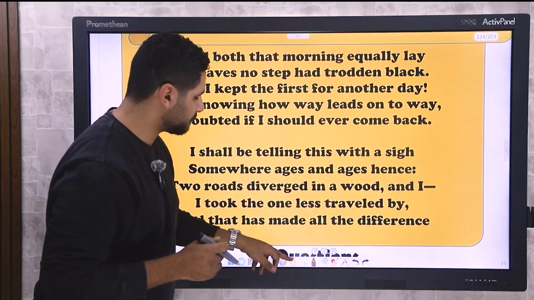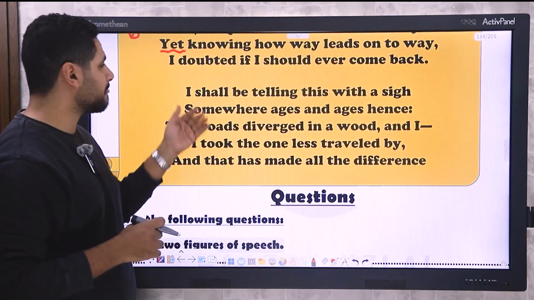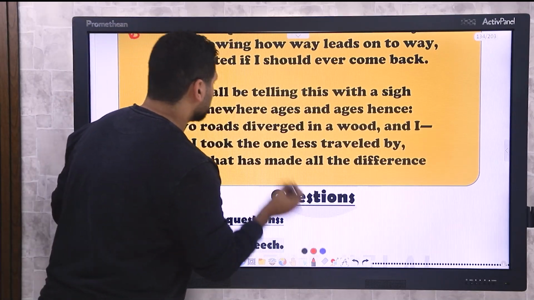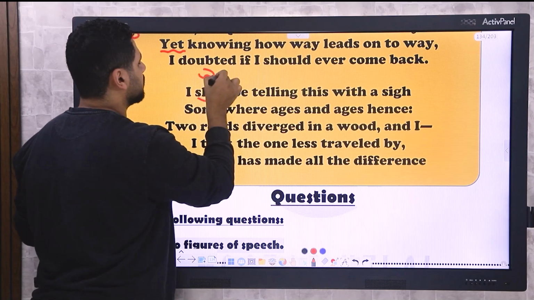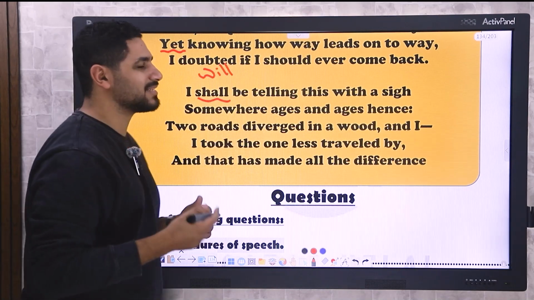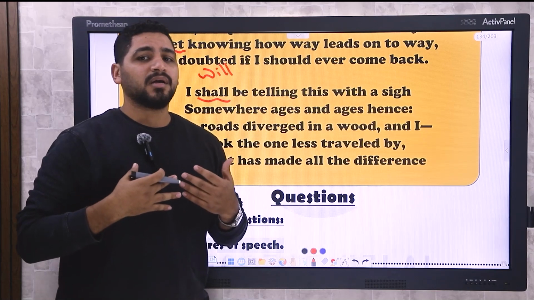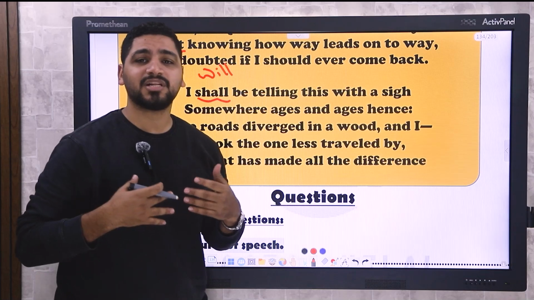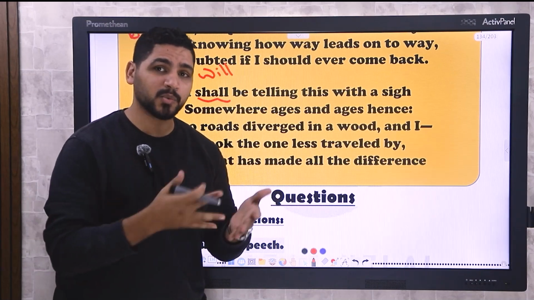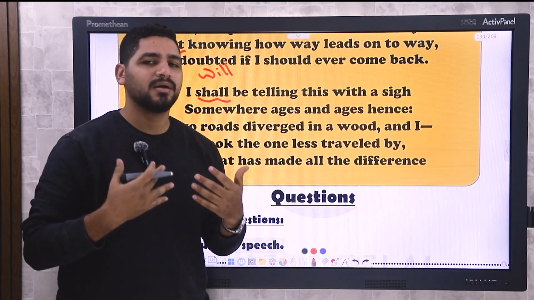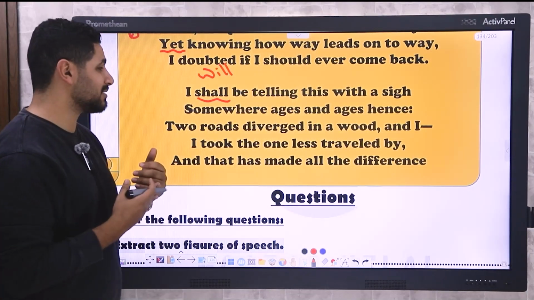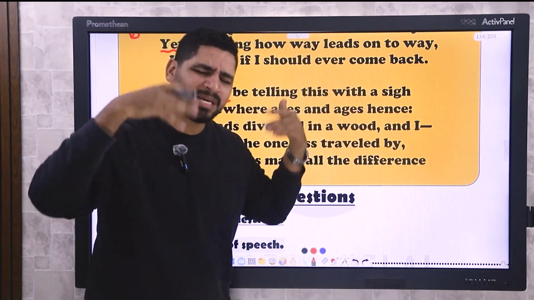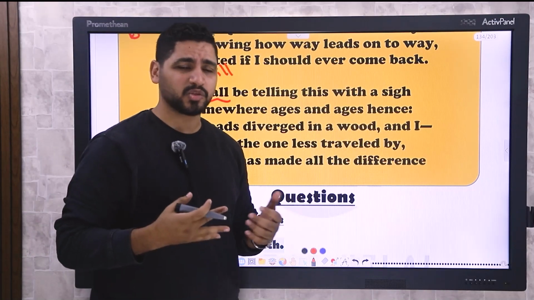one day, he says in the last stanza, I shall be telling this with a sigh. Shall means will. I will be telling this with a sigh. This is what we call a sigh. I shall be telling this one day in the future. I will tell this story with a sigh. I shall be telling this with a sigh, somewhere ages and ages hence. After many and many years in the future, I will tell this story.